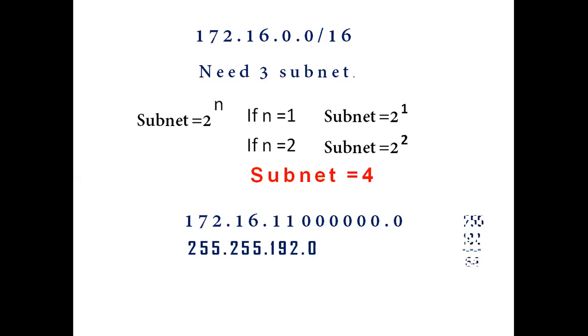So now the subnet mask will be 255.255.192.0. When you subtract it from 256, you will get 64 here. So 64 is called the block size. How many subnets do we have right now? You have 4 subnets here. That is 0.0 is the first subnet, and the second subnet will be 64.0. The third subnet will be 128.0.